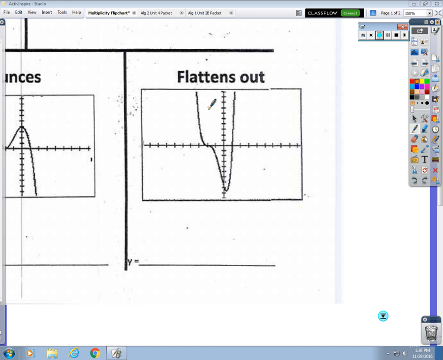Now, okay, for this one, is this graph even or odd? Even. It's even because the end behavior is the same. They're both going up. So that makes it even positive. Now, since it's even, the next type of multiplicity is called flattens out. It causes a multiplicity of 3.